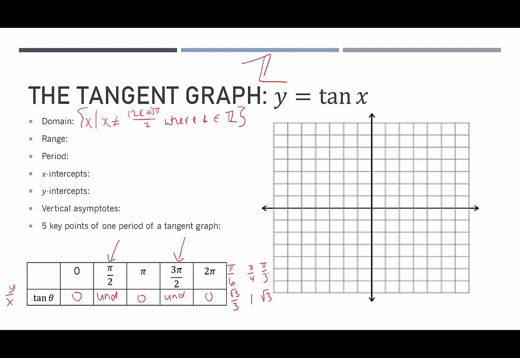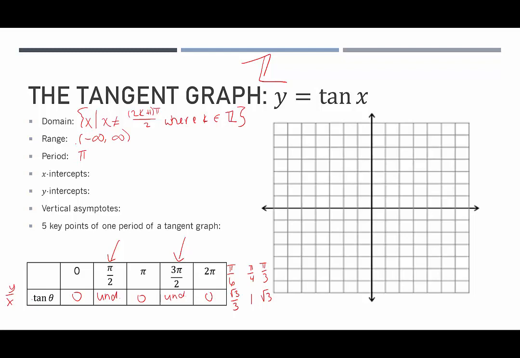All 3 of those are in quadrant 1, and it actually turns out that the range is all real numbers. We're going to obtain anything and everything in our tangent range. So we can say negative infinity to infinity. A period for a tangent graph? Well, we're going to define a period as the space in between any two undefined things. So from pi over 2 to 3 pi over 2 gives us a period of pi.